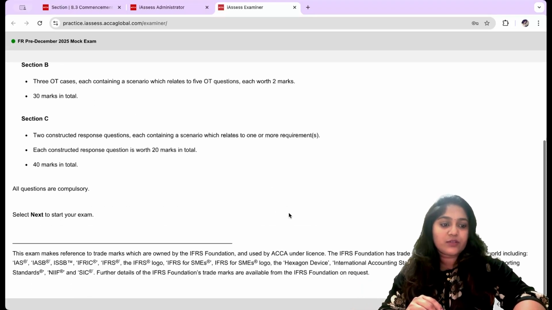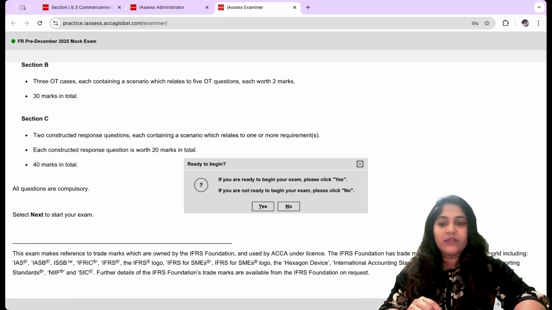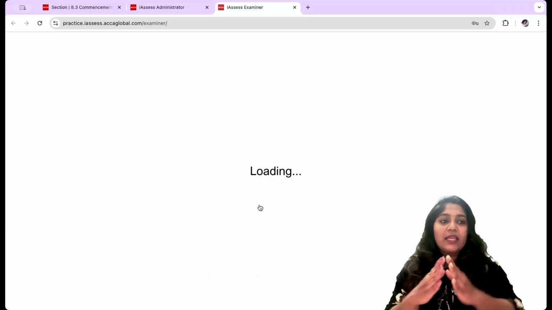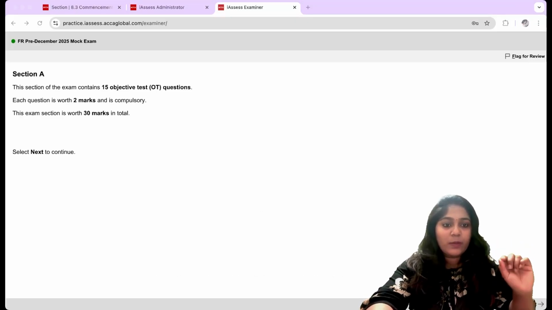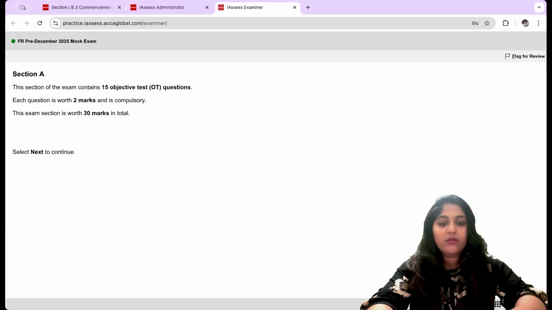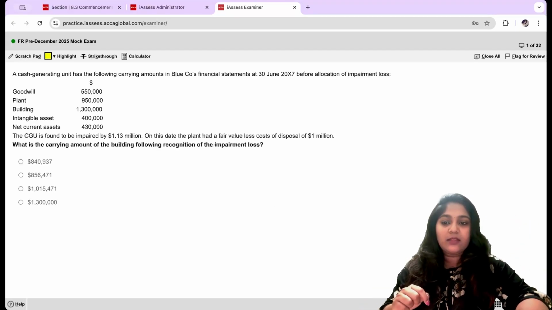So you just have to scroll, and then we'll move to section A. Now we'll keep the timer on. Without the timer it will not be an issue, but please keep the timer on, and I will be starting next.